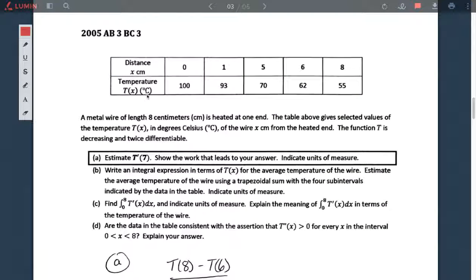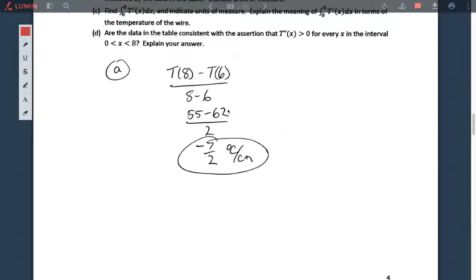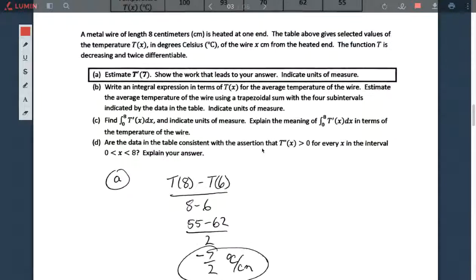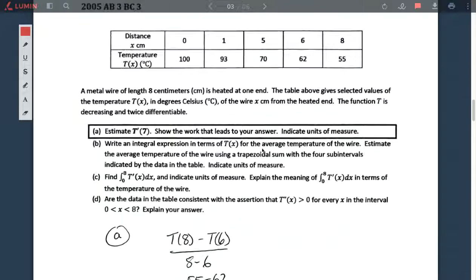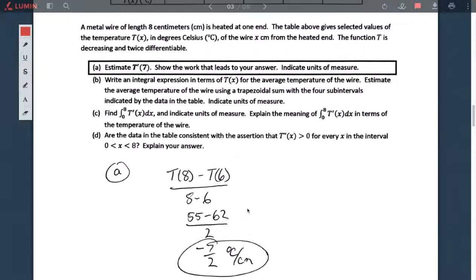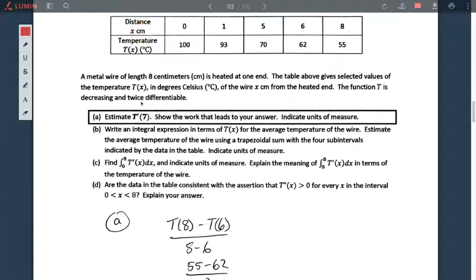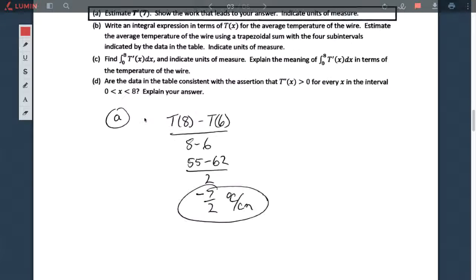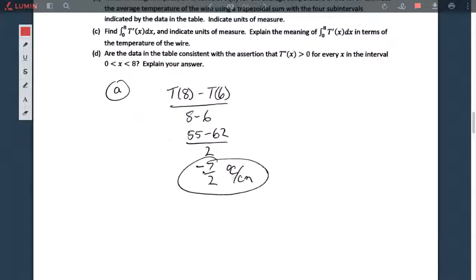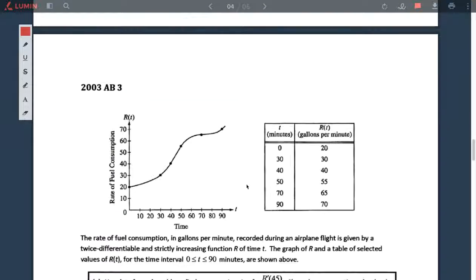Dependent units is degrees Celsius. Independent units is centimeters. So that's why we have degrees Celsius per centimeter here. Okay, and what does that exactly mean? That means that at 7 centimeters, the temperature is decreasing, because of the negative, at a rate of 7/2 degrees Celsius per centimeter. So that's what that thing means.